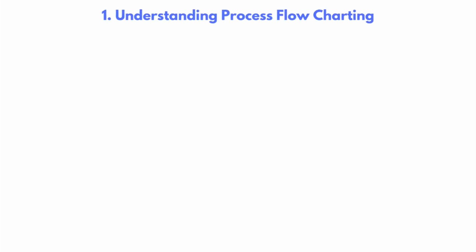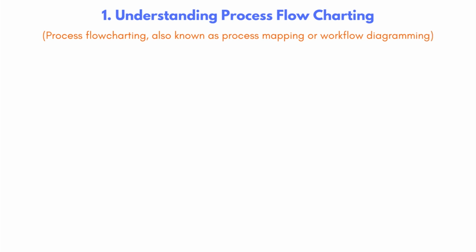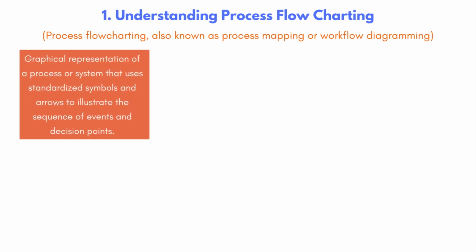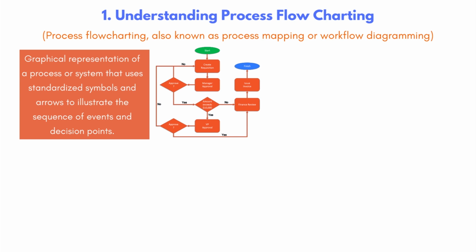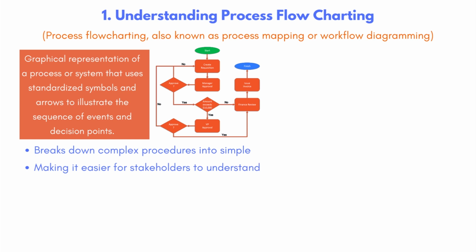Understanding process flowcharting. Process flowcharting, also known as process mapping or workflow diagramming, is a graphical representation of a process or system that uses standardized symbols and arrows to illustrate the sequence of events and decision points. This visual representation breaks down complex procedures into simple steps, making it easier for stakeholders to understand the workflow and identify areas for improvement. This often involves describing an existing process. If a new system is being developed, this can be omitted.